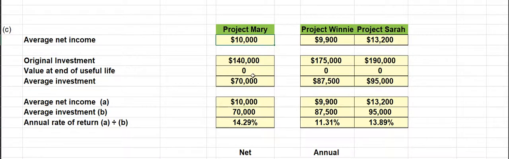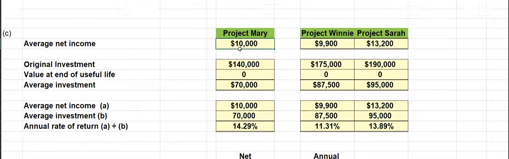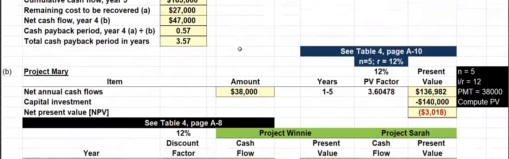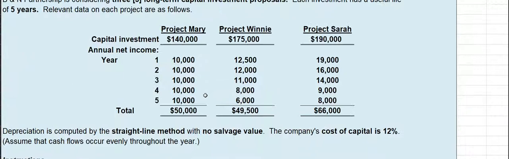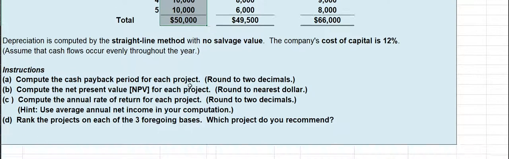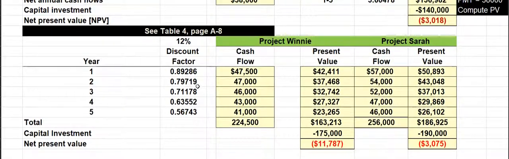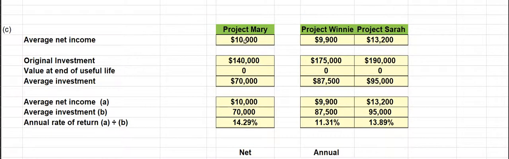How do I do this one? For each project, you will need to know the average net income, which is to take the total amount of income over the life of the project and divide by the number of years. So you recall that for the first project, we are told that the annual income is 10,000, so that gives us a total of 50,000. If you take the 50,000 and divide by 5, that turns out to be an average of 10,000 per year.